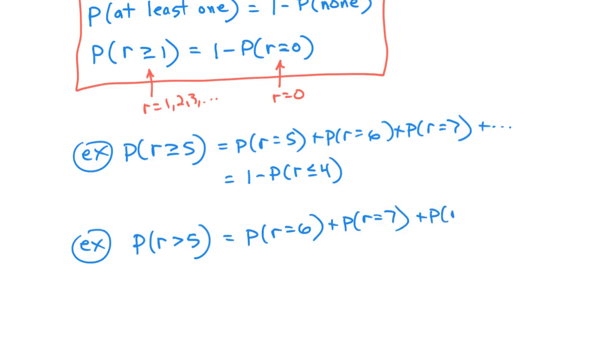Add all these up to however many there are, to whatever n is. It's a lot of work, but it'd be much easier just to go 1 minus the probability that r is less than or equal to what? Less than or equal to what? This starts at 6, so we'd want to go up to 5, right?